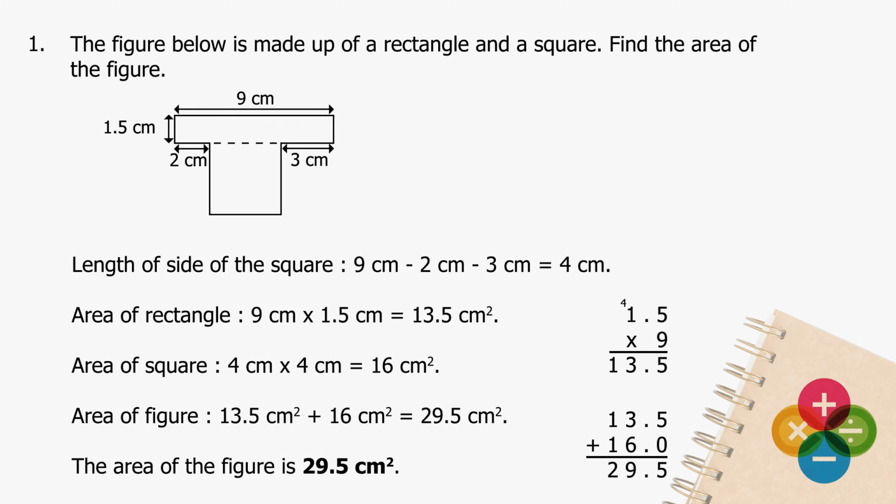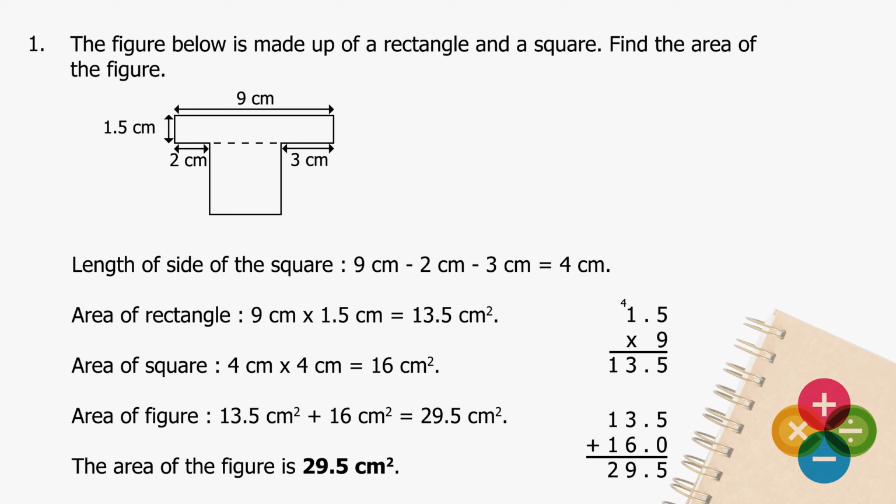The length of one side of the square will be: subtract 2 cm and 3 cm from 9 cm, and the difference is 4 cm. The area of the rectangle will be: multiply 9 cm by 1.5 cm, and the product is 13.5 square centimeters.